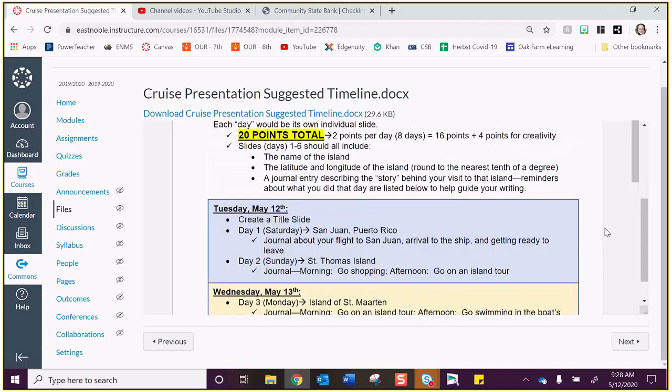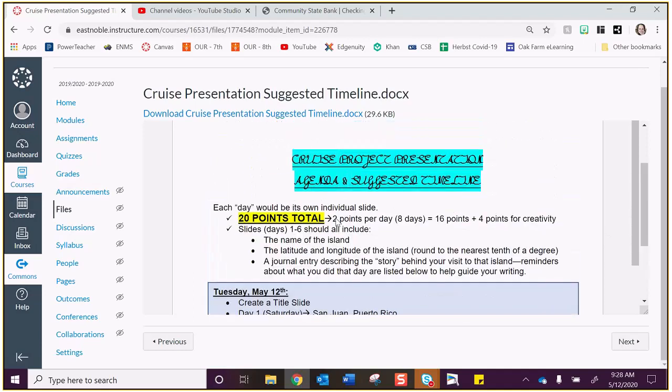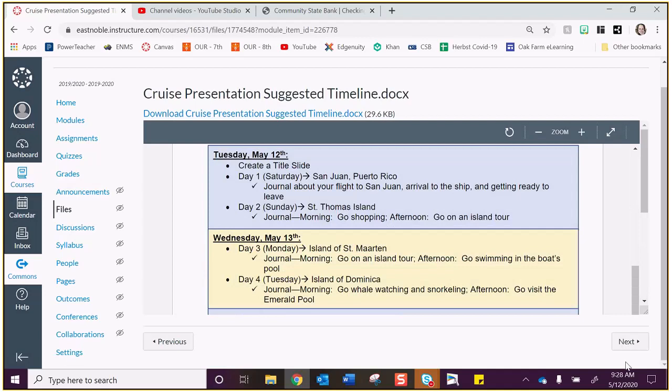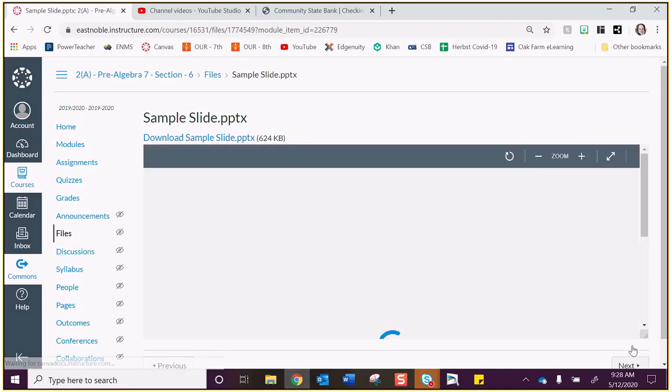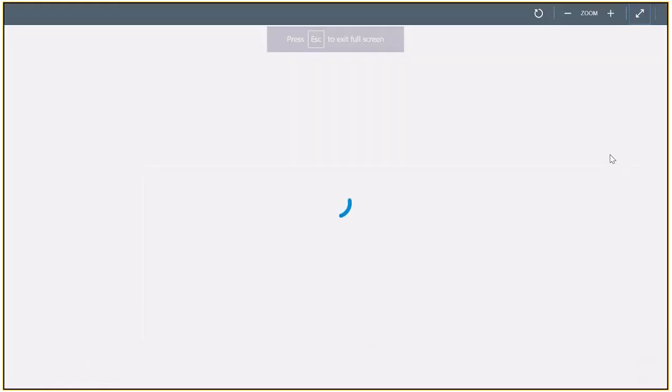So I'm going to go ahead and, again, this is all accessible to you through Canvas. I'm going to go to the next document, which is a slide that Mrs. Foster created. It's a sample slide. This is what it would look like if it was in your presentation. You'll notice right away that it's an island that you don't visit. We didn't pick somewhere you're actually going on the cruise. She just picked an island in California. It's called Catalina Island.